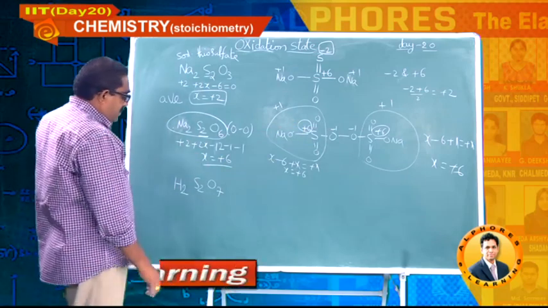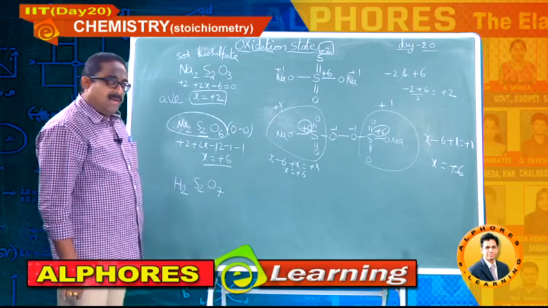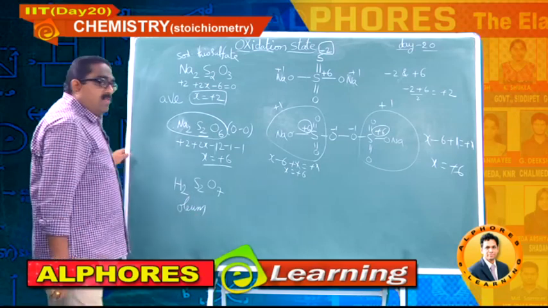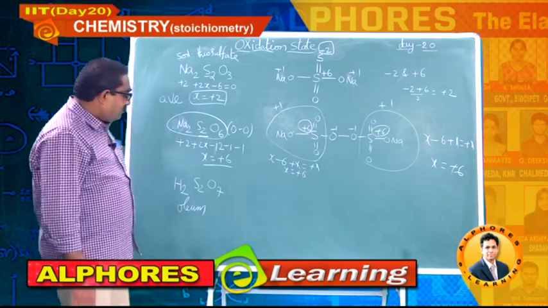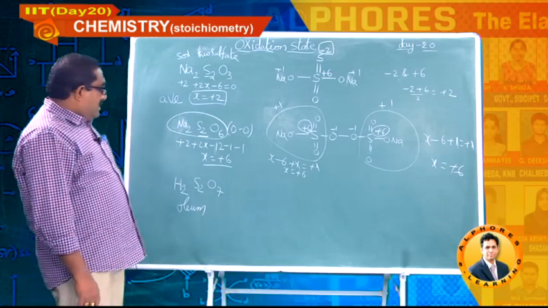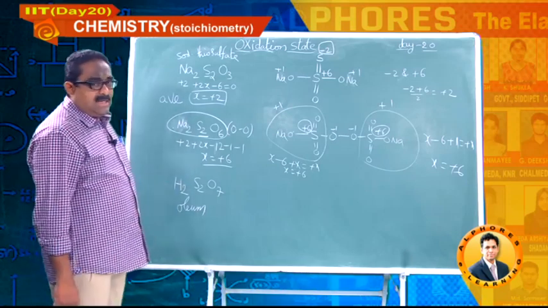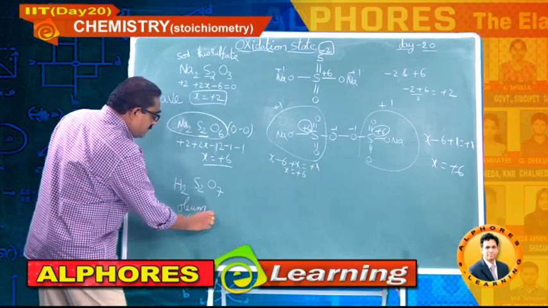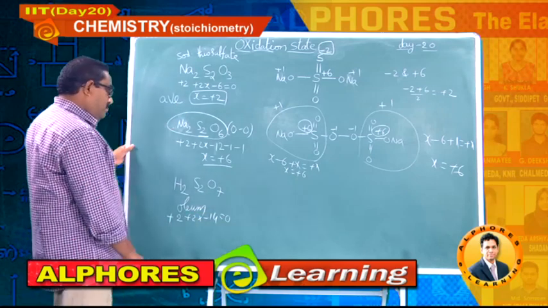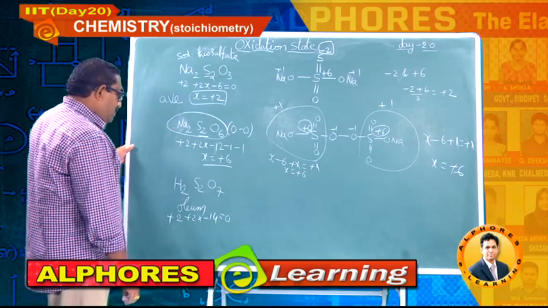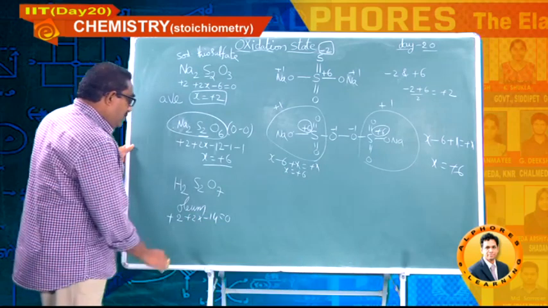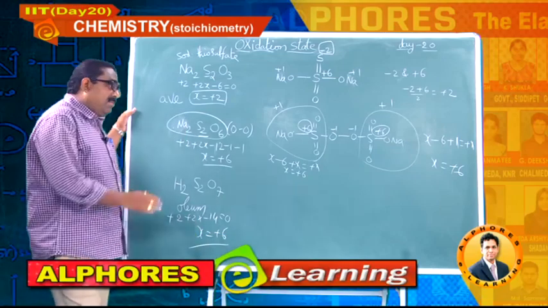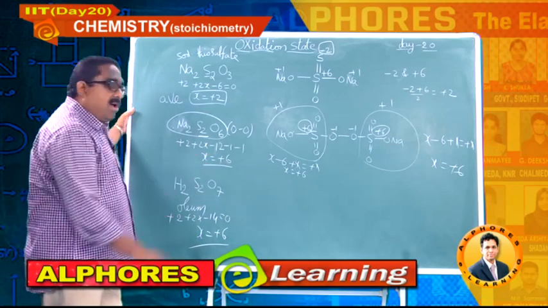This is an oxo acid of sulfur called oleum, also known as fuming sulfuric acid. Okay, let me discuss the average oxidation state first of all. I am writing, students, +2 +2x -14 equals 0. So, x equals +6. Let me now discuss the individual oxidation states.